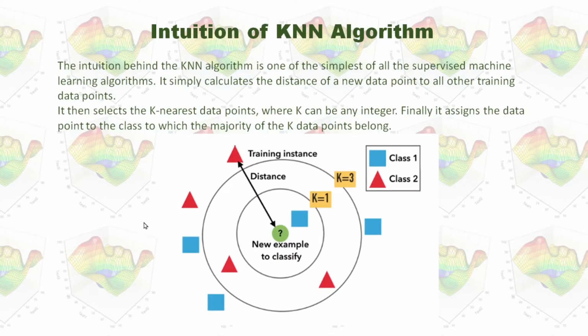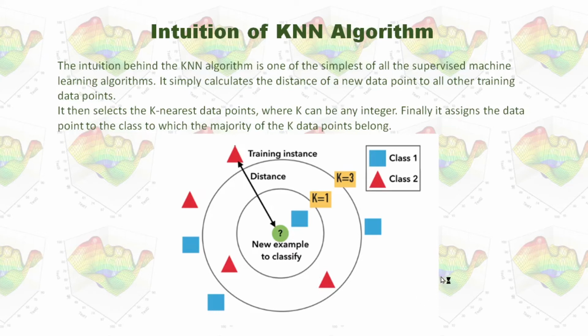So, how does the KNN algorithm work? The intuition behind the KNN algorithm is one of the simplest of all the supervised machine learning algorithms. It simply calculates the distance of a new data point to all other training data points.